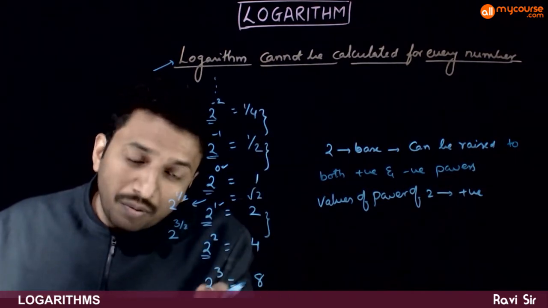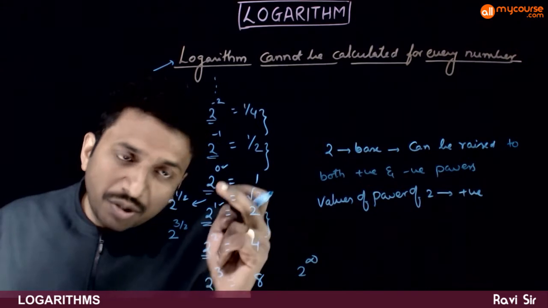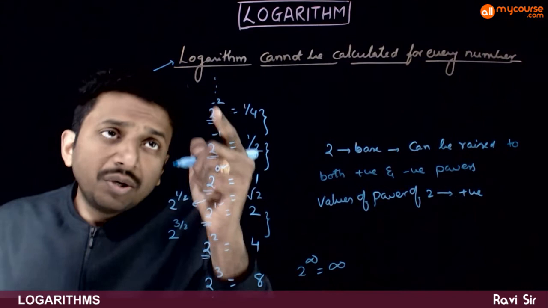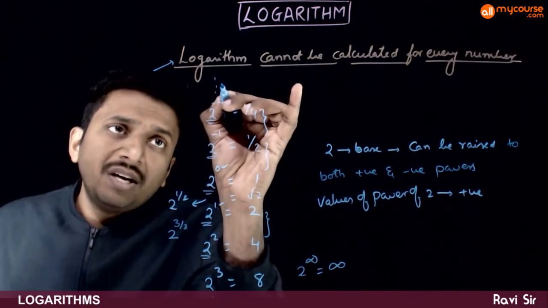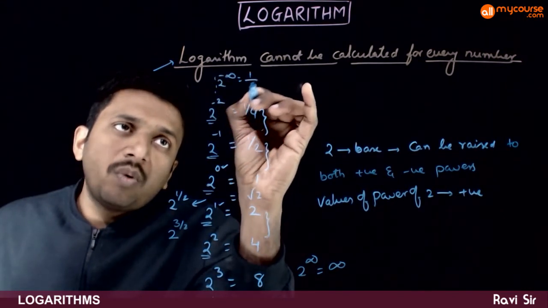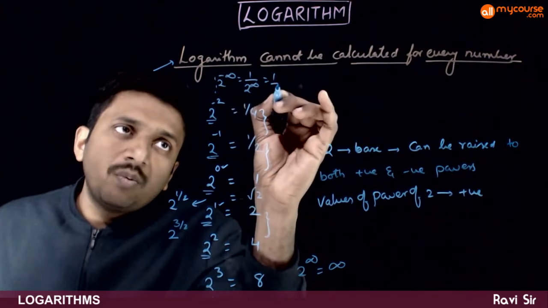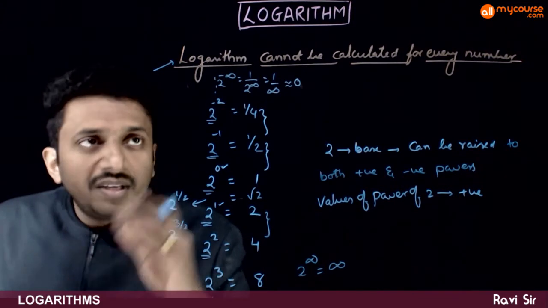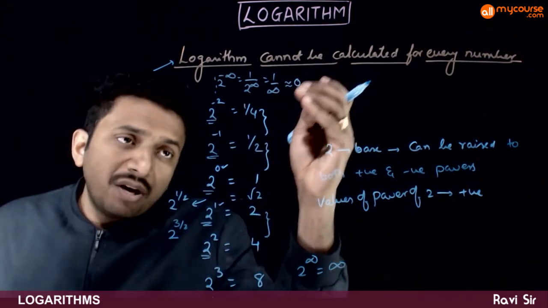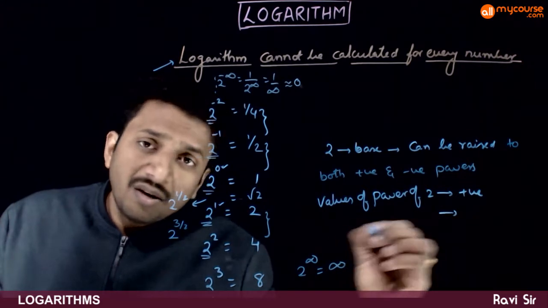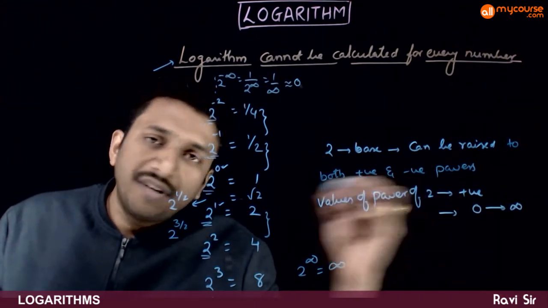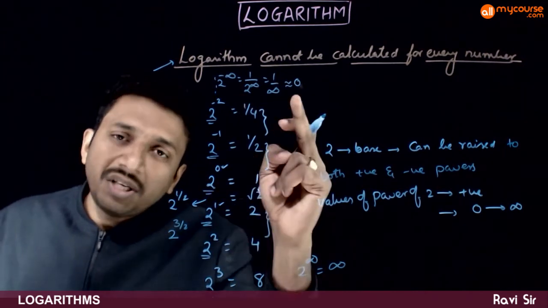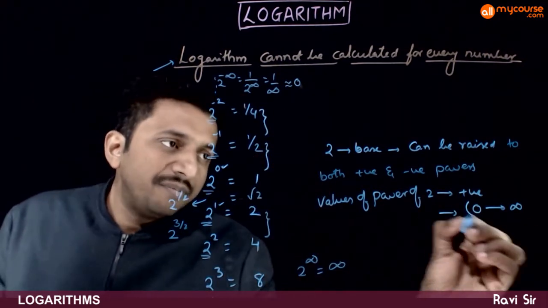And as you go to 2 power infinity, so as you go on increasing the power, 2 power infinity is nothing but infinity. And as you go to the negative powers, 2 power minus infinity is nothing but 1 by 2 power infinity. That is nothing but 1 by a very large number, approximately tending to 0. Right? So the values of the powers of 2 go from 0 to infinity. It will never be equal to 0, but it goes closer and closer to 0 and goes till infinity.